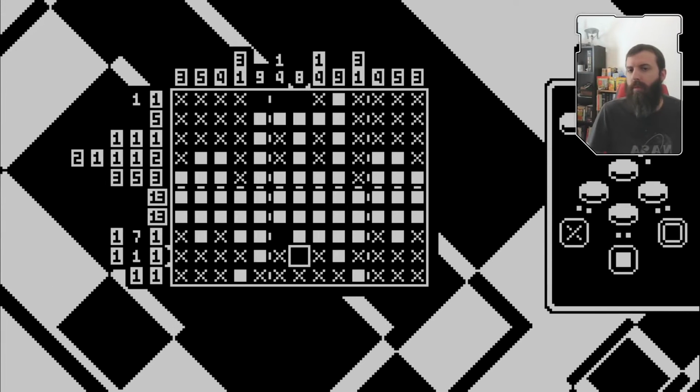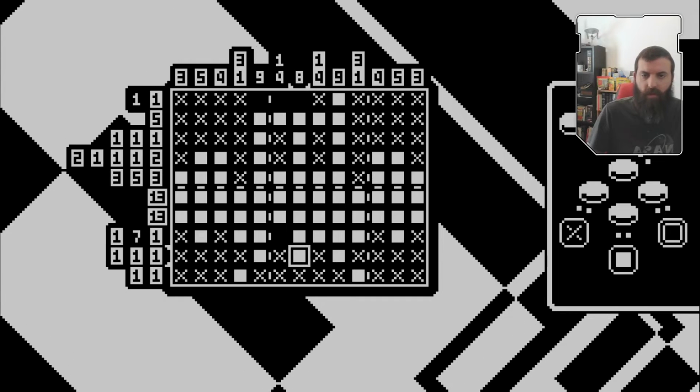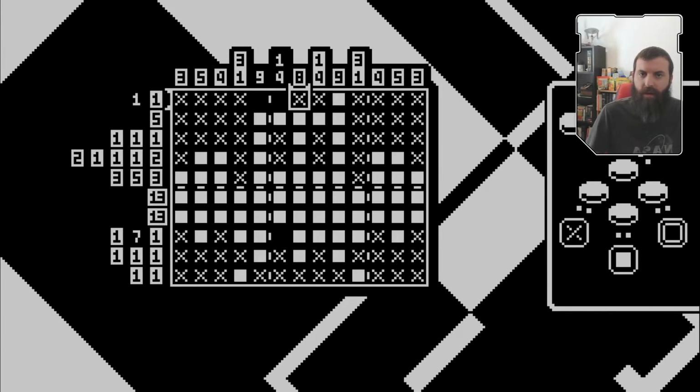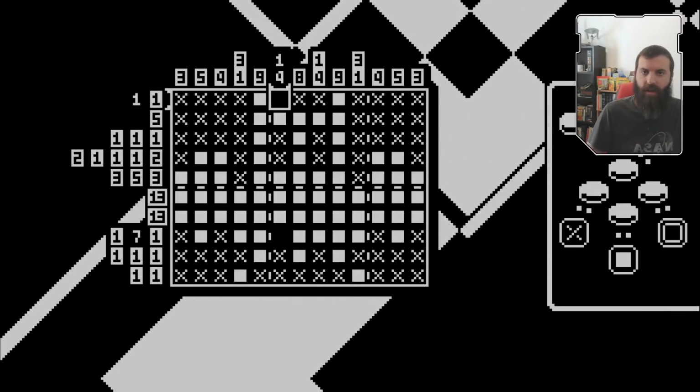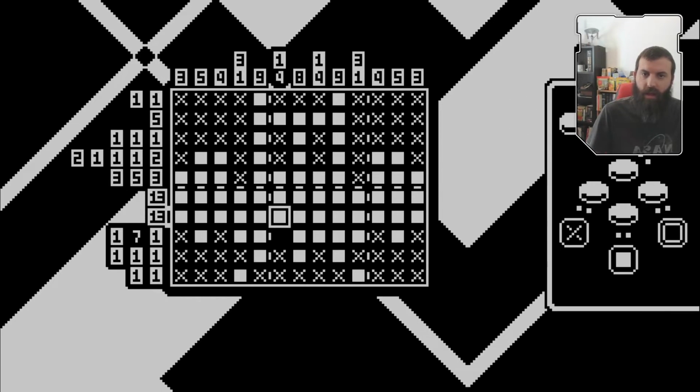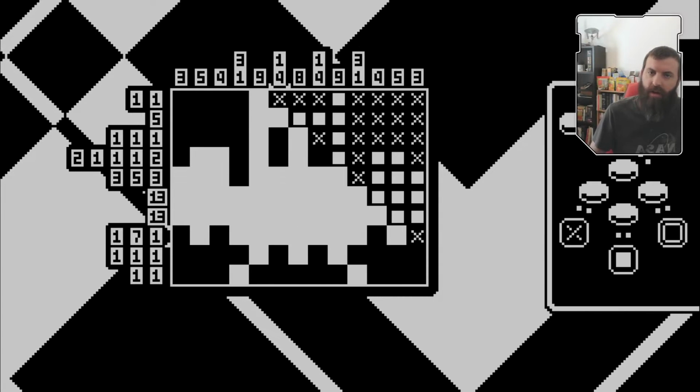We need 1 more pixel on this row, and we've only got the 1 there, so that completes our 8. We have to complete our 9 here, which means that we're done there, and the last pixel goes right here, and we have a bat.